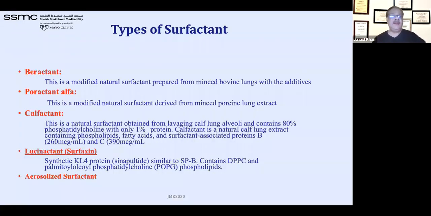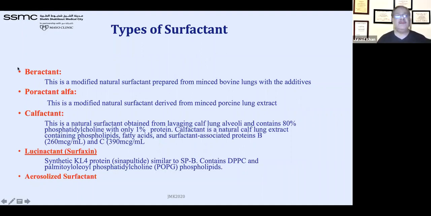What are the types of surfactant? We have Beractant, called Survanta, and then we have Poractant, which is derived from the pig or pork. This is called Curosurf. Then we have Calfactant, which is from the calf, also bovine. It's called Infasurf. Lucinactant, which I told you about, is synthetic, made in the lab. It's called Surfaxin. There is a lot of research going on about its efficacy. And then aerosolized surfactant, again, a lot of research is going on.